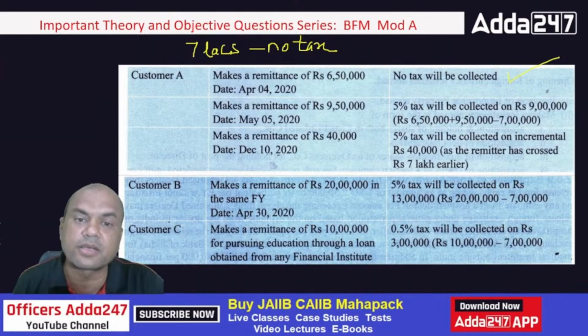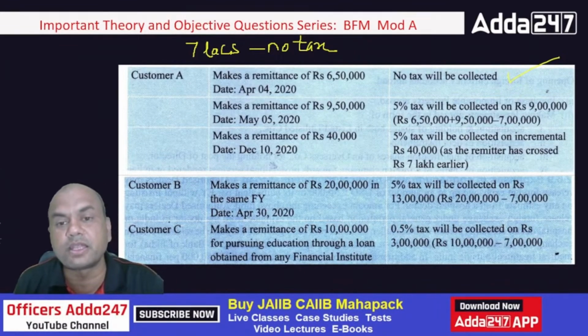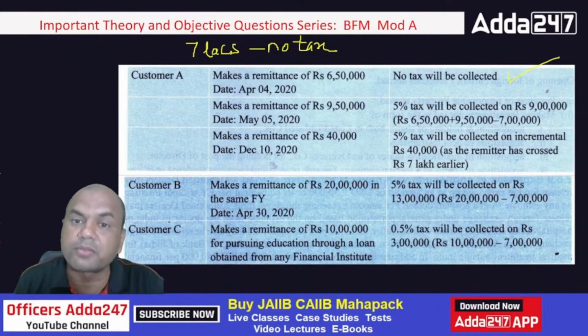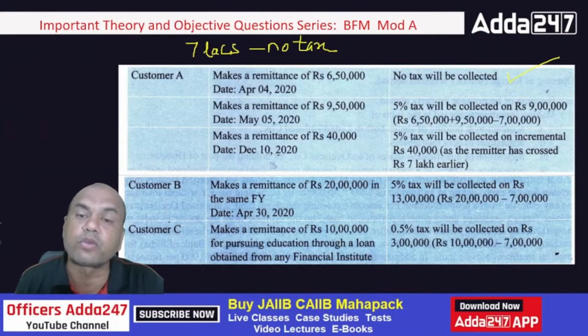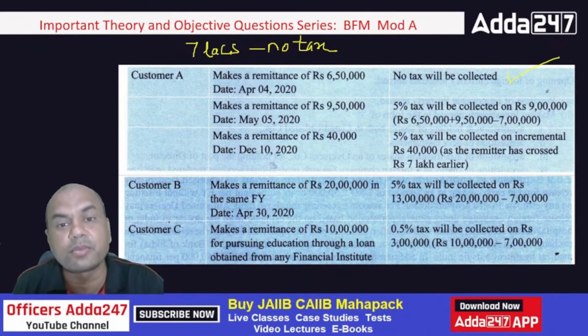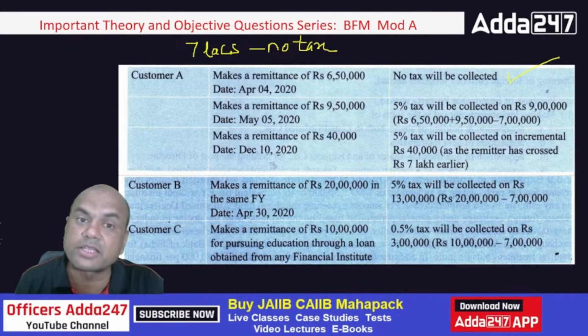Now the same person comes again on May 5th. At that time that customer wants to remit 9,50,000. Now what is happening? 950 plus 650. See here, earlier this customer has remitted 650. So what is the total amount of remittance now? It is 950 plus 650. So 9 plus 6, 15 and 1, 16. So 16 lakhs have been remitted up till now on May 5th. What does the limit say? 7 lakhs. So now what is the difference? 16 minus 7, so 9 lakhs.